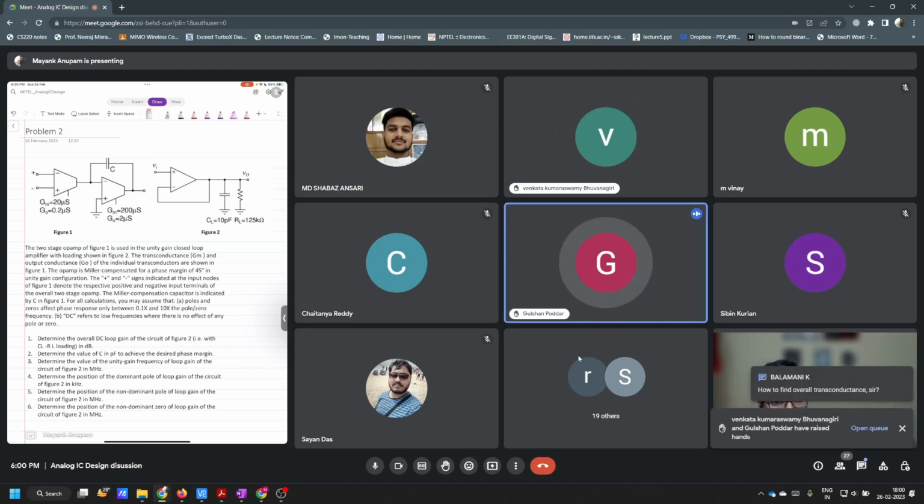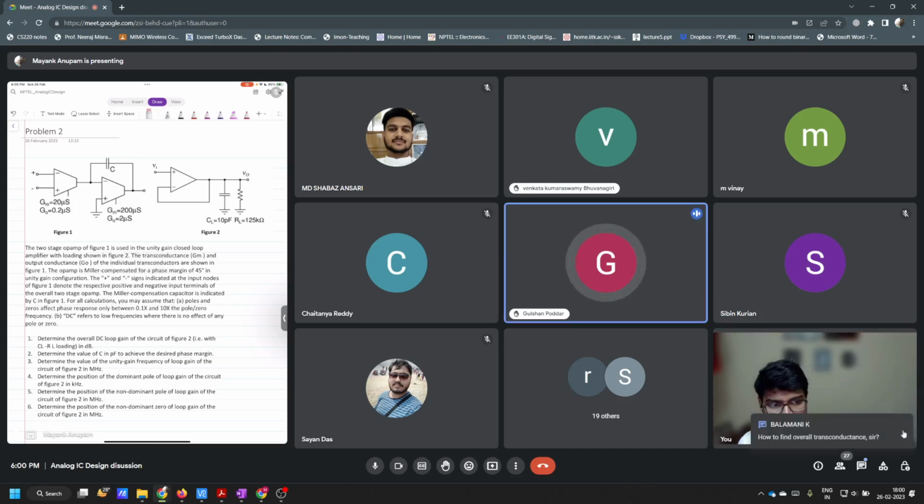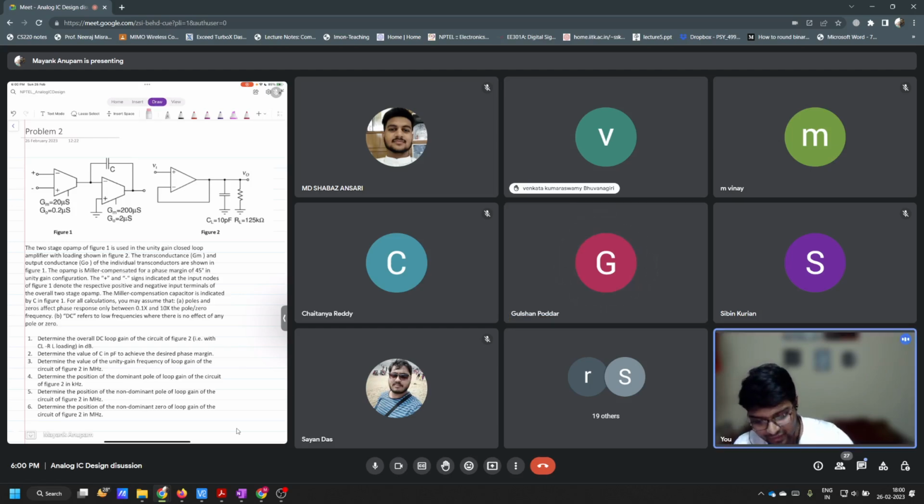Sir, I have one doubt. In the two-stage Miller compensated op amp, if we want to calculate the overall transconductance, then we have to open all the capacitors. Yeah, actually, yes, that is how you have to do it.